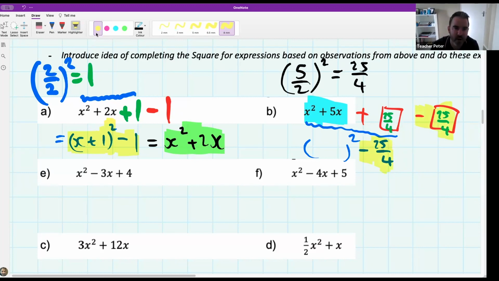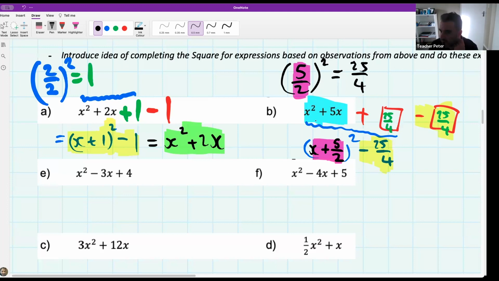But now I need to somehow gobble this up into something squared minus 25 over 4. I want to know what goes in here. I'll give you a hint. This might be helpful. Okay, so it's going to be x, because that gives me my x squared, plus 5 over 2 squared.